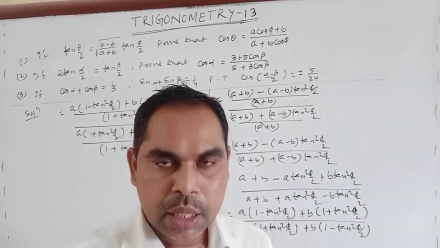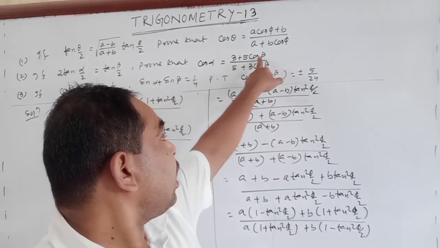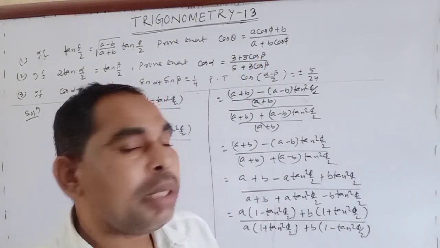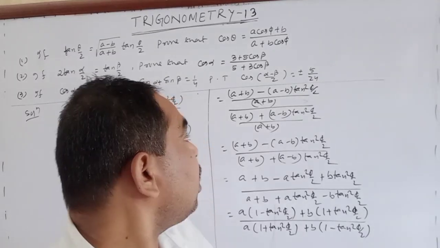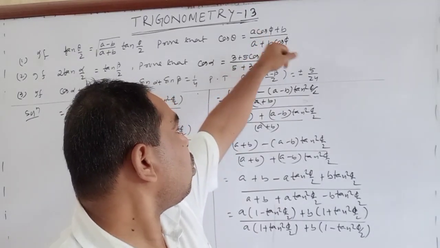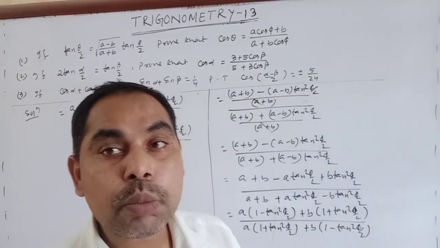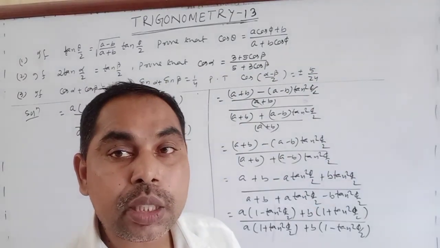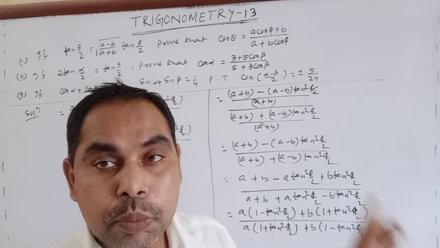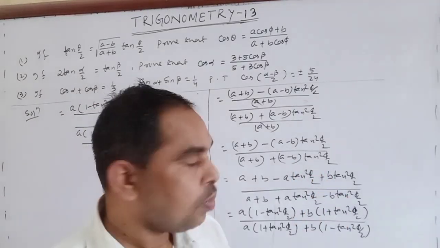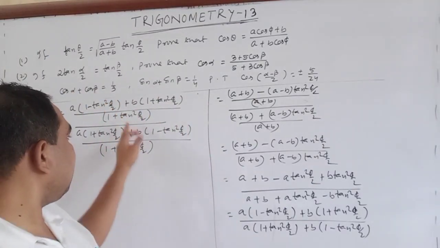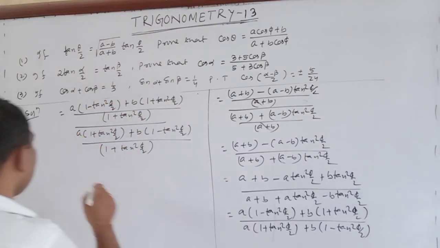Here cos beta is given, so cos beta means (1 minus tan square beta by 2) divided by (1 plus tan square beta by 2). Similarly cos phi means (1 minus tan square 5 by 2) divided by (1 plus tan square 5 by 2). Therefore, we divide both numerator and denominator by 1 plus tan square 5 by 2 and separate this.